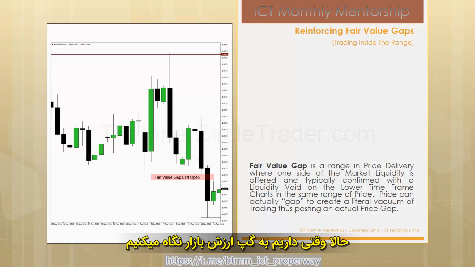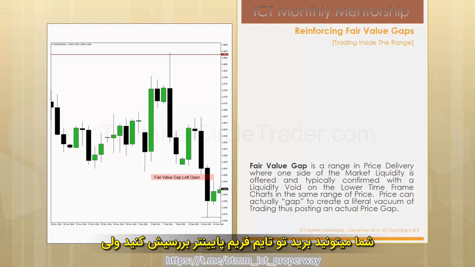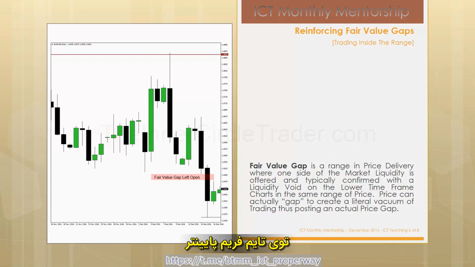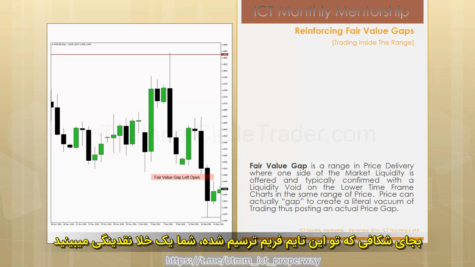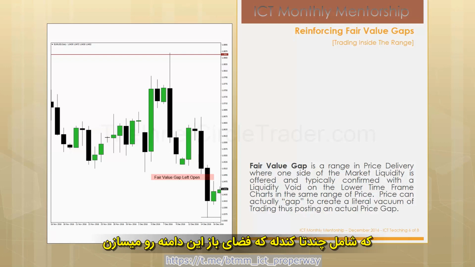Now, when we're looking at fair value gaps, it's important to remind you that if we're studying a specific time frame, the gap occurs on the time frame you're looking at. You can break this down further into smaller time frames, but in the smaller time frames, you'll probably end up seeing a liquidity void where the gap would be indicated here on this time frame. On a lower time frame, it would many times appear as a liquidity void where it's multiple candles that create that open space of range.